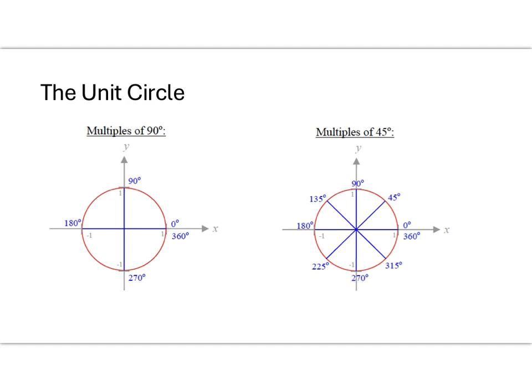As far as the 45 goes, notice every 45 degrees, we go from 0 to 45, 45 to 90, then to 135, 180, 225, 270, 315, 360. So basically, they're just going around and adding 45 degrees every single time, and it's still the same unit circle, all the way around.